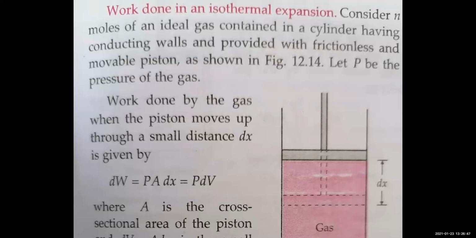Okay, children. Now let's calculate the work done in an isothermal process, in an isothermal expansion. So children, we know isothermal process is the one in which the pressure and the volume will change, but the temperature will remain constant, right children? So we know the ideal gas equation for isothermal process, that is PV equals to constant, right? So let's proceed. So here children, we are having a cylinder.